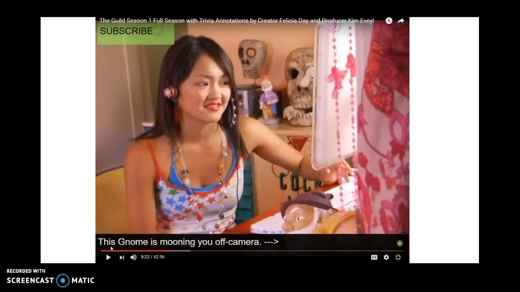So I also like how the annotations tell us things that have perhaps been happening behind the scenes that you can't actually see visually, and that helps to keep you involved in understanding that other things were going on in the filming that we may not be aware of when we were watching the finished product. So this gnome down here is mooning us, but it's off camera, so we can't see it.